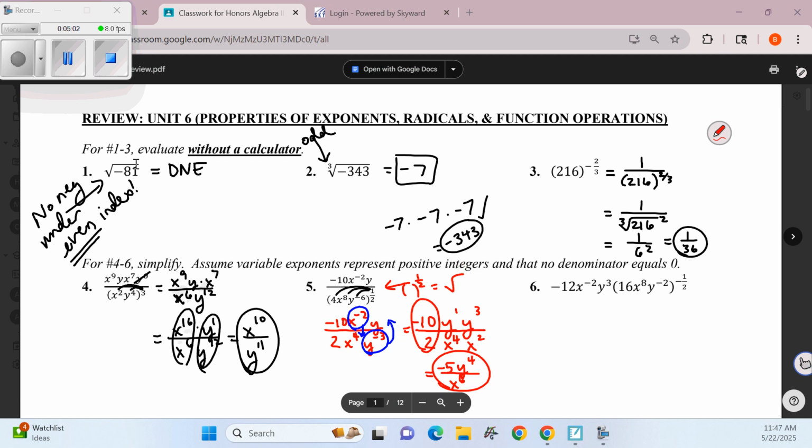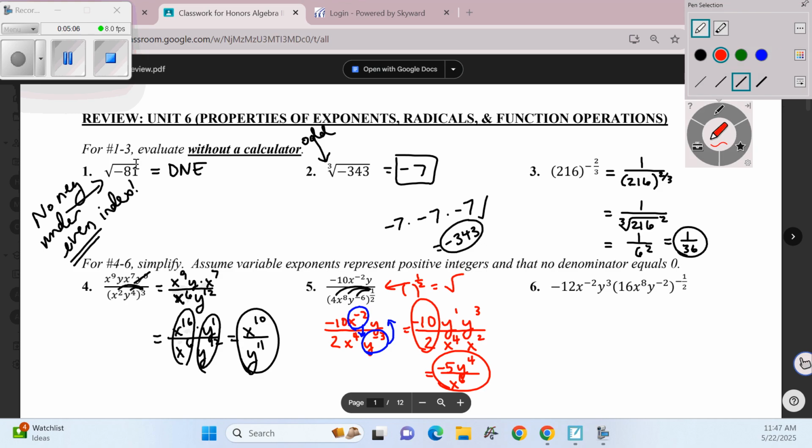For this number 6 here, again, looks like a doozy. Just start one step at a time. That's how these things get done. So this whole thing in parentheses is raised to a negative power. So just like we did up above here, we're going to flip things over that fraction bar.